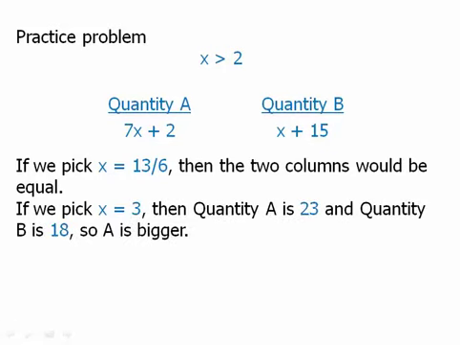If we picked 3, for example, and plugged in, then quantity A is 23, quantity B is 18, so A is bigger. So two different numbers give us two different answers. In fact, if we picked a number that was less than 13 over 6 but larger than 2, say 2 and 1/100th, something like that, then it would actually turn out that quantity B is bigger. So we can get any kind of relationship that we want here: greater than, less than, or equal. So obviously there's not a constant relationship. The answer must be D.